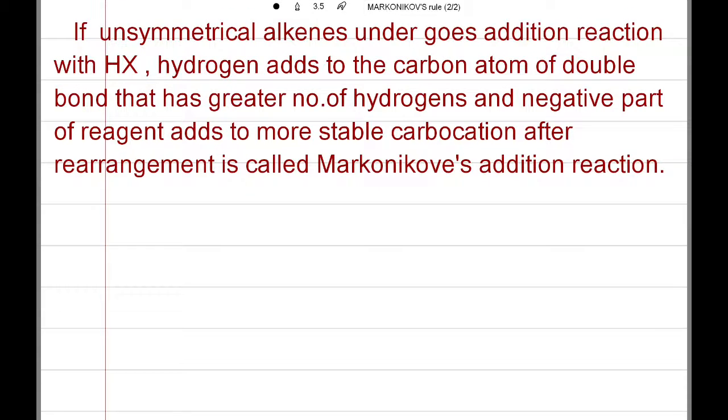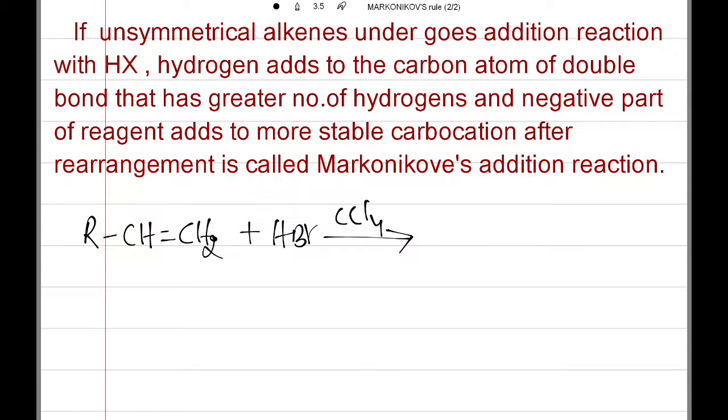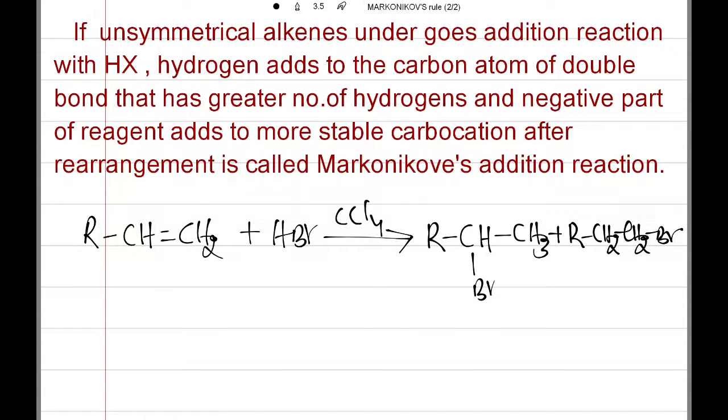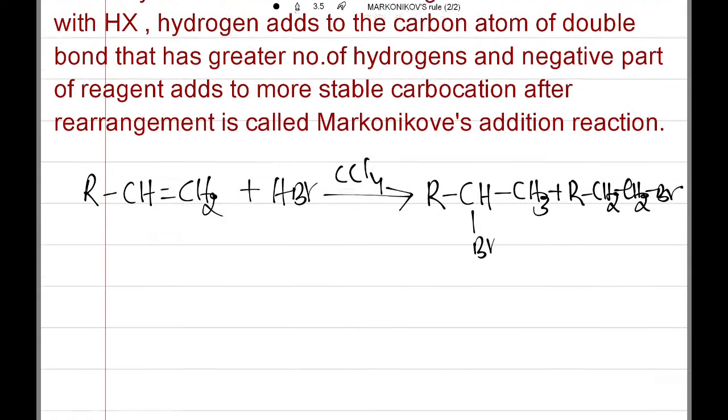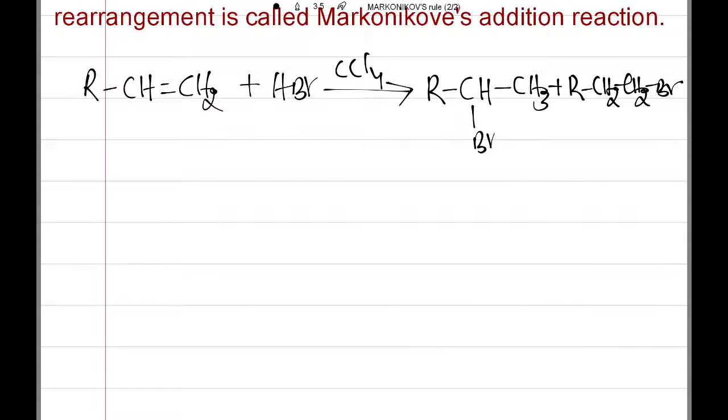Here is the reaction I am writing. RCH double bond CH2, when it reacts with HBr, in presence of CCl4, we can get two products. One is R, where bromine is attached here, and another product is also possible, RCH2CH2Br. There are two possible products in this case, so which one is the major product, that we will discuss here.